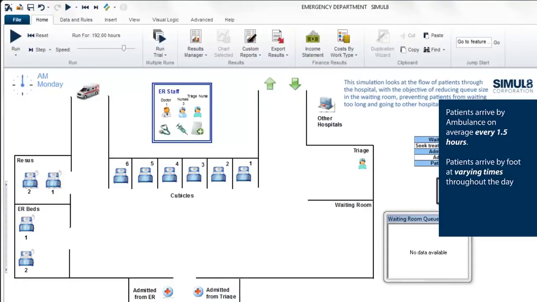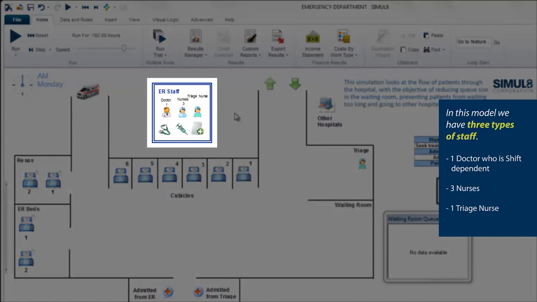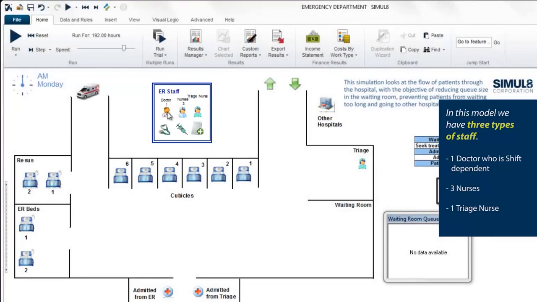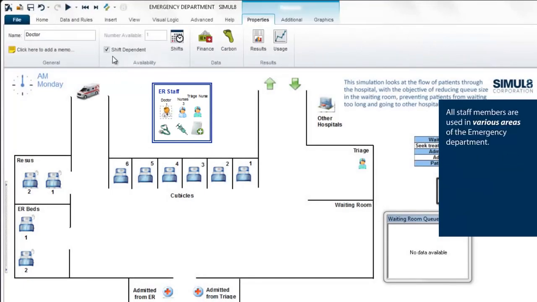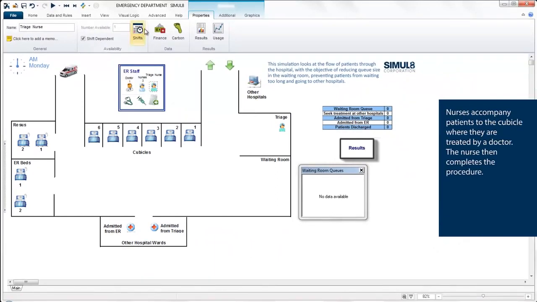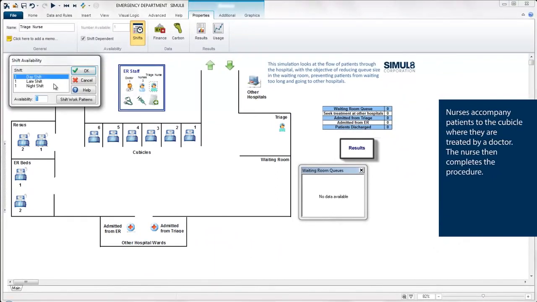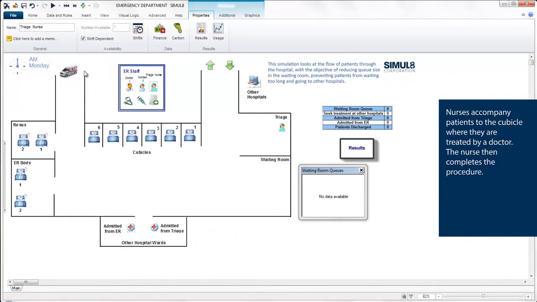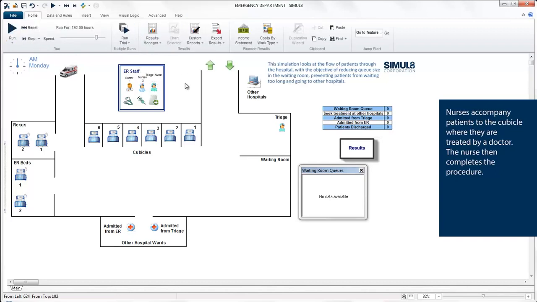There are 3 types of staff needed in the emergency department: doctors, nurses, and a triage nurse. In this particular model, we have 1 doctor who is shift dependent, 3 nurses, and 1 triage nurse. All staff members are used in various areas of the emergency department. For example, within the cubicles, a nurse accompanies a patient, and then they are treated by the doctor, and then the nurse completes the procedure. If there are no resources available, patients are not treated.